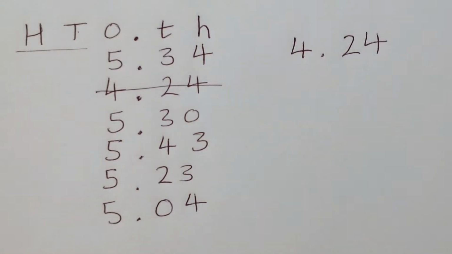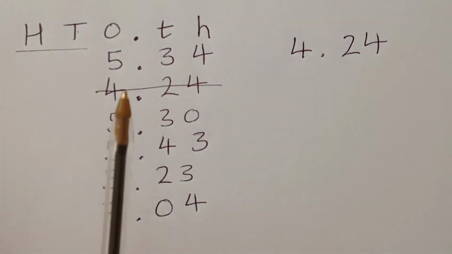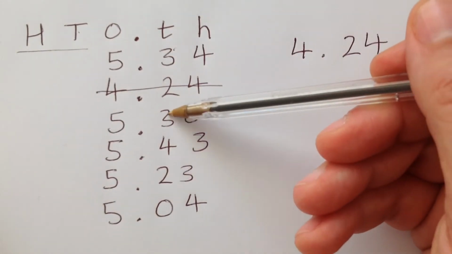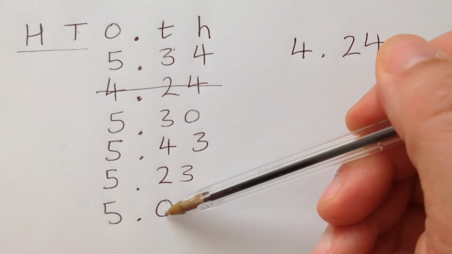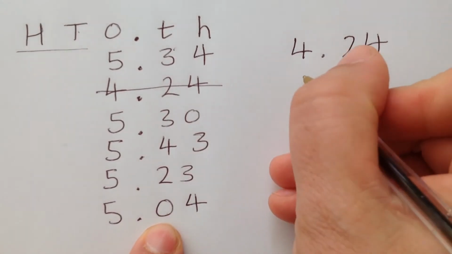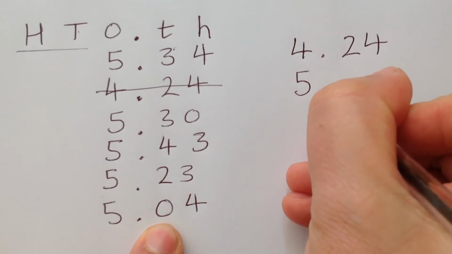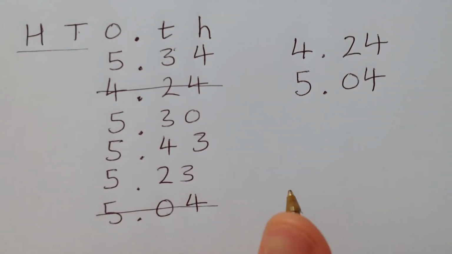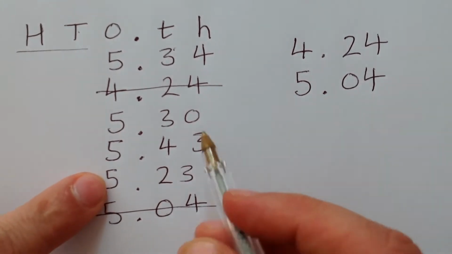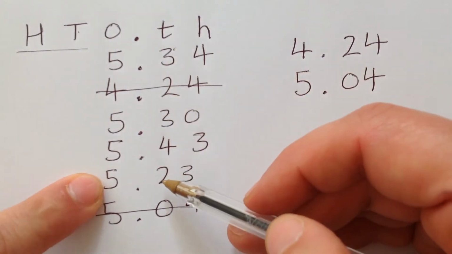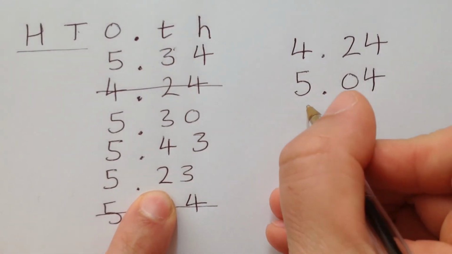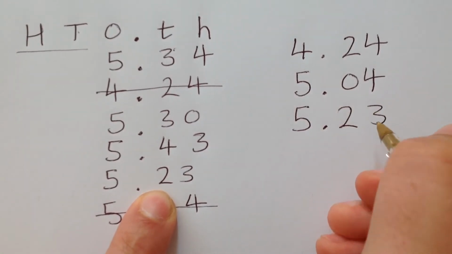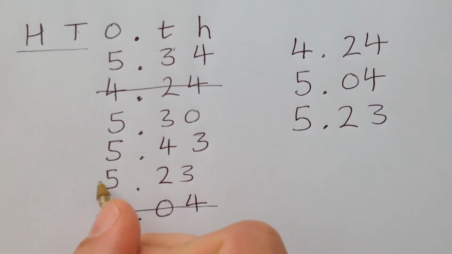Now they all have 5, so that's no help at all. So I then have to move over to the tenths. And of all the ones that have 5, this one has no tenths. So it has 5 ones, but no tenths. So this is my next smallest one. Now again, all the ones left have 5 ones, so I'm looking at the tenths. Well, this has just 2. So 5.23 is my next one. Let's just take that one out.